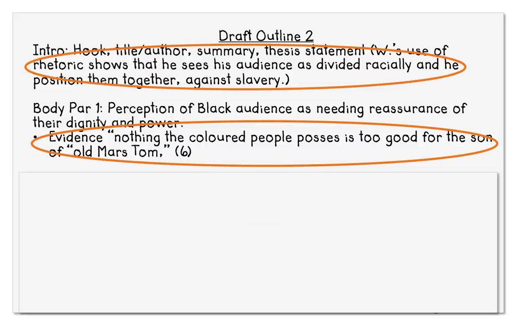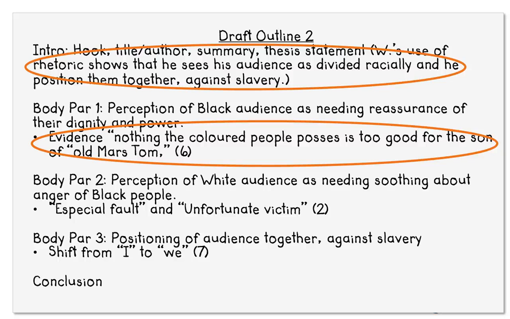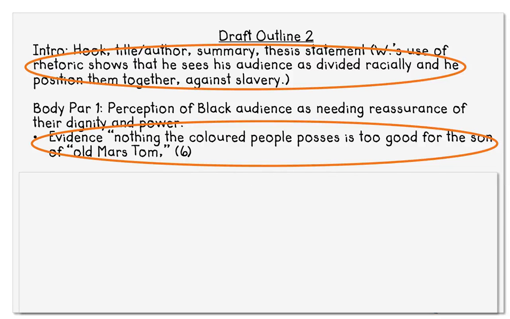So what I'm going to do is just zoom in on one piece of evidence and think about how that relates back to my claim, because that's really what's crucial here. So as I'm looking at this quotation here about the former slaves treating their former masters really well, I'm going to start setting up that quotation.